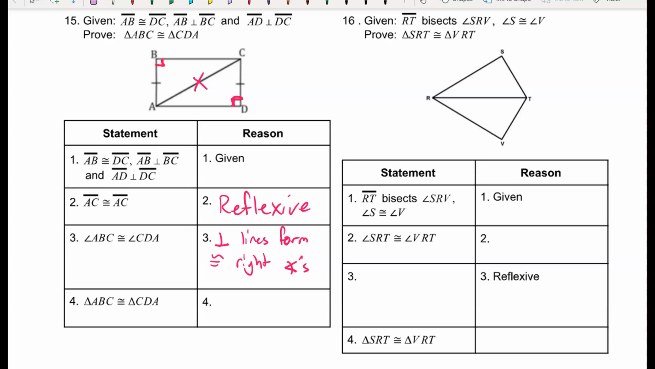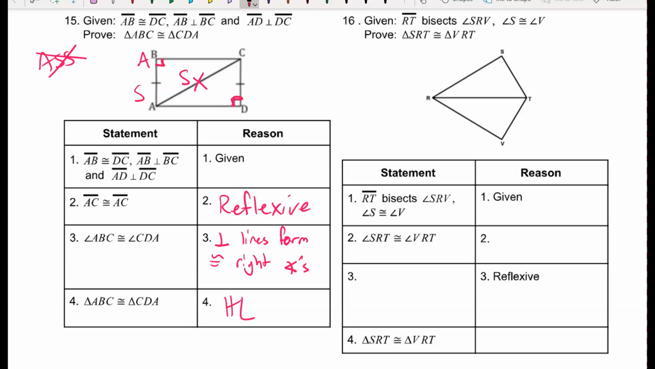So I've got an angle, I've got a side, and I've got another side as I'm tracing it around. But remember, angle, side, side is one of those postulates that doesn't work unless it's a right triangle, in which case we call it HL, for hypotenuse leg.